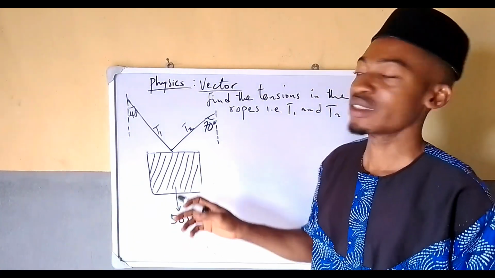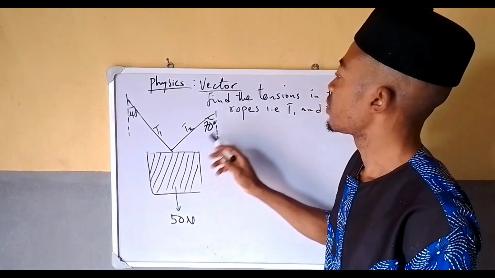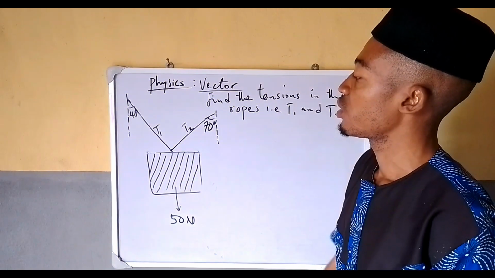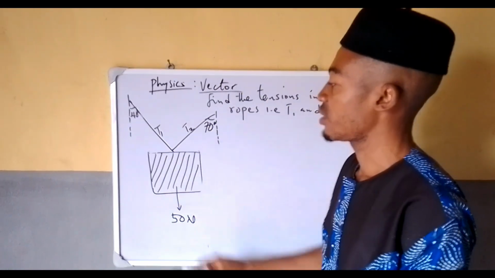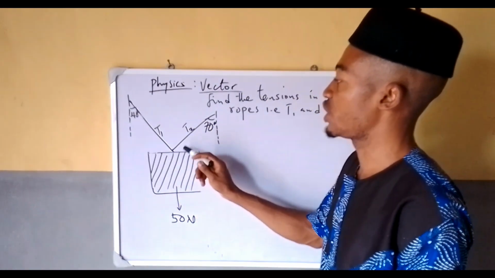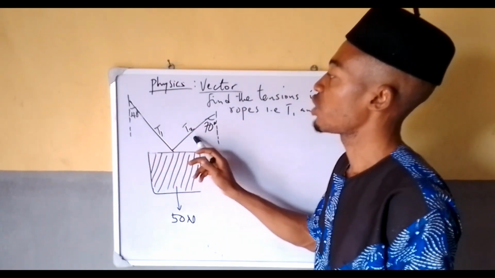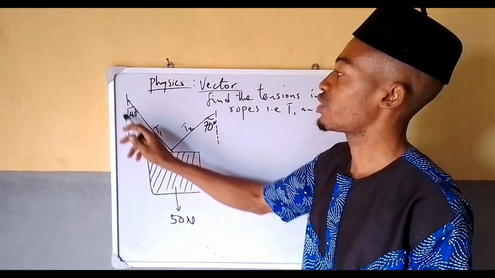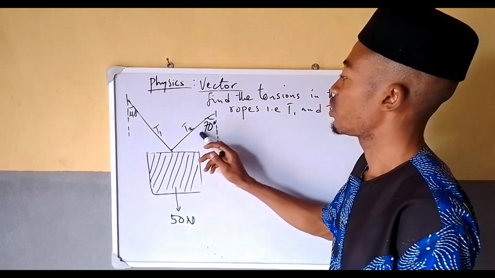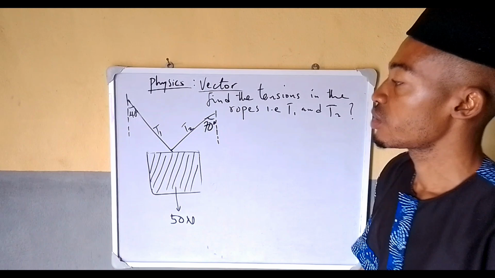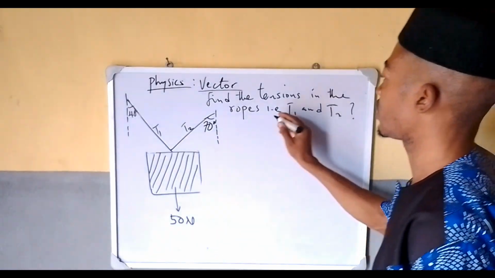This question says you should find the tensions in the ropes T1 and T2. So you have a bag or a load, and this load is suspended using two ropes. One is inclined at angle 40 to the wall, the other is inclined on the other side of the wall by angle 70. So how do you go about it?